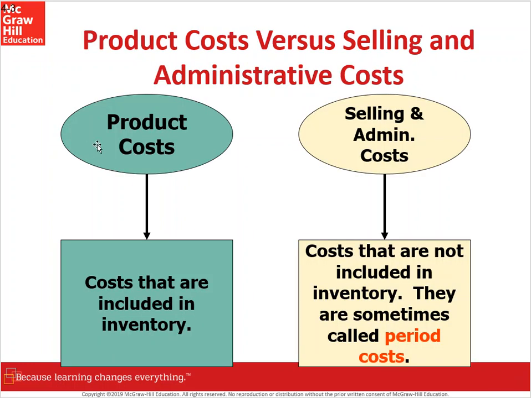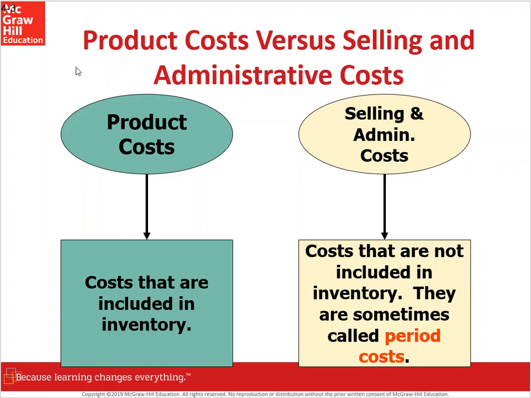So before we get too far into the chapter, a big concept that we need to learn, and this concept needs to stick with you all the way through managerial accounting, is product cost versus period cost. So a product cost is any cost that's included in inventory, but more specifically, I would define it as any cost incurred to obtain the inventory and ready it for resale. So any cost incurred to obtain, meaning to buy and get the inventory to us, and ready it for resale.